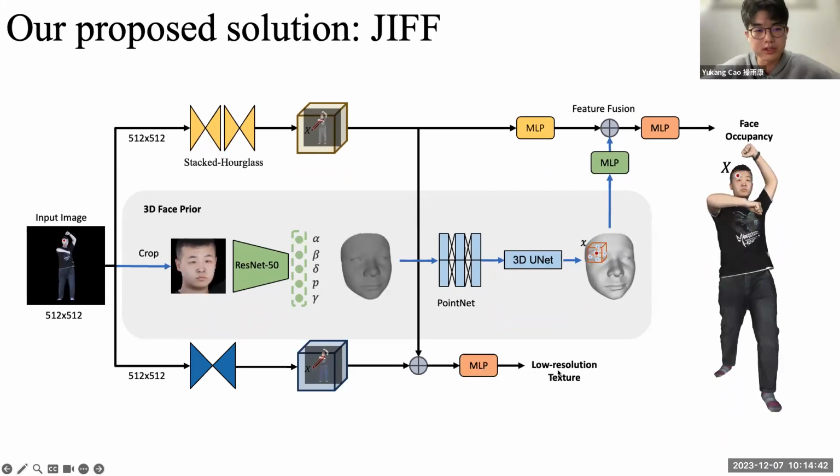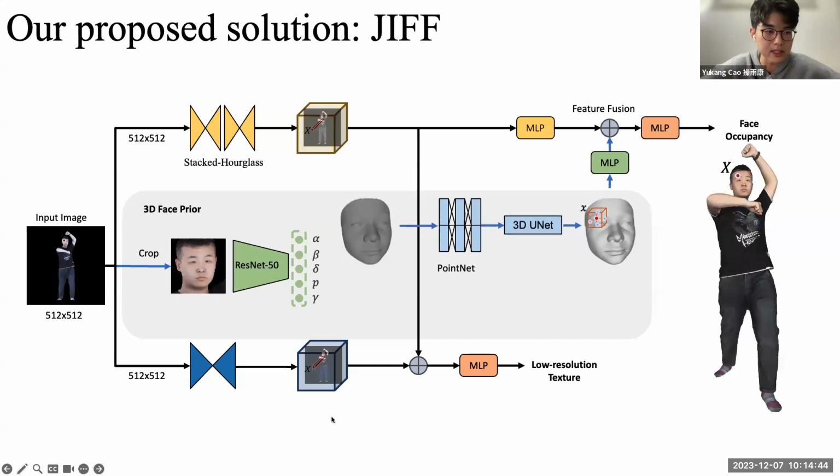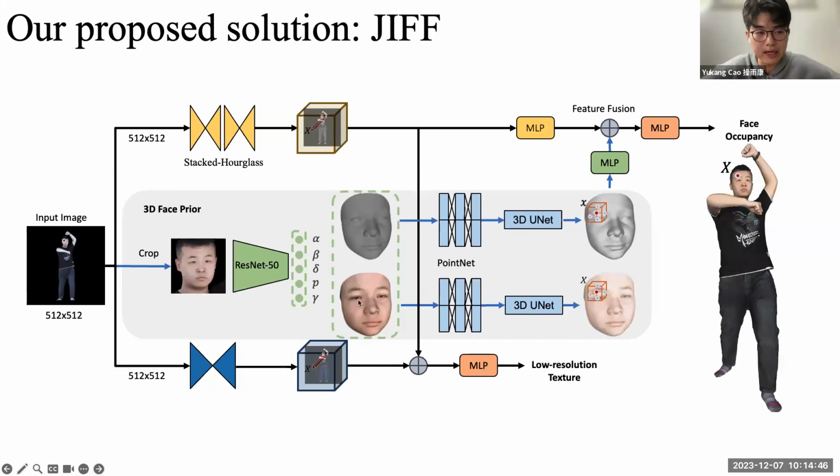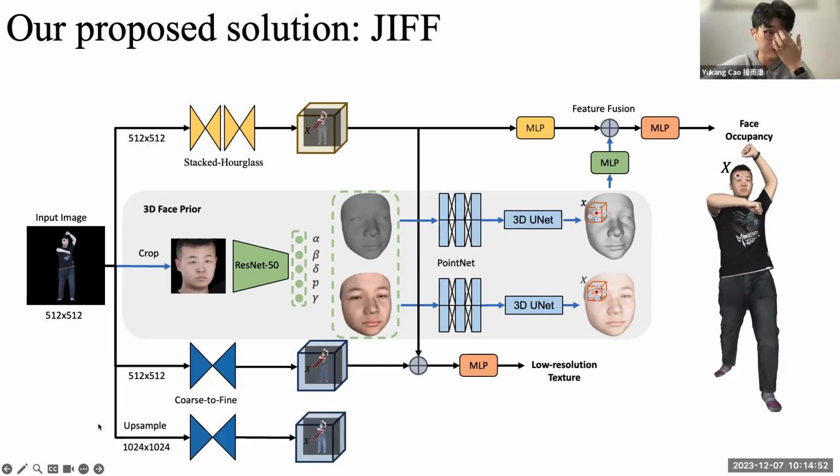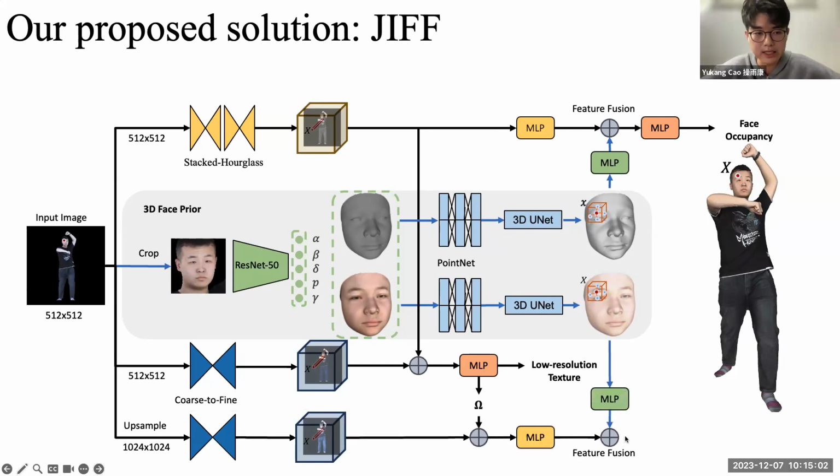the local resolution textures. To predict the high resolution textures, we begin by extracting the 3D feature volume from the texture 3D. At the same time, we upsample the input image to 1024 by 1024 to extract a high resolution feature map. We then fuse these features together to predict the high resolution textures.